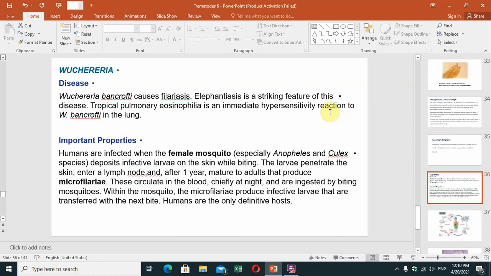Humans are infected when the female mosquito, especially Anopheles and Culex species, deposits infective larvae on the skin while biting. The larva will penetrate the skin, enter the lymph node, and after 1 year mature to an adult that produces microfilaria. These circulate in the blood chiefly at night and are ingested by a biting mosquito. Within the mosquito, the microfilaria produce infective larvae that are transferred within the next bite. Humans are the only definitive host.